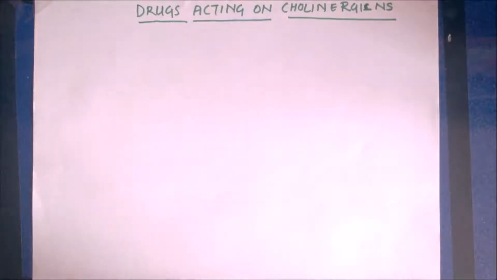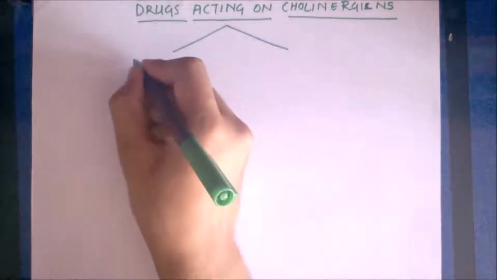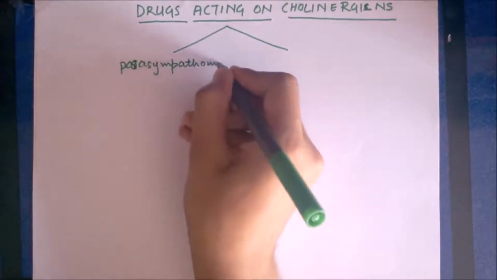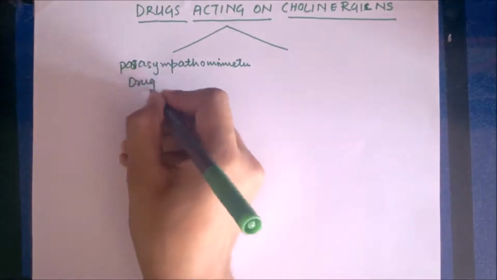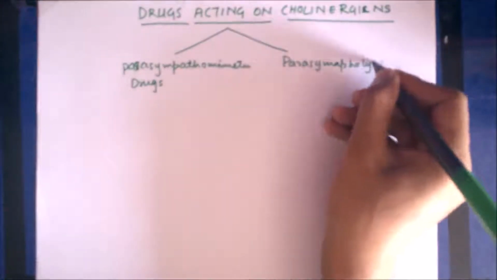So in this section, we are going to have a discussion of drugs acting on the parasympathetic nervous system, or cholinergic nervous system. These drugs can be divided into two types depending on their action. These are parasympathomimetic drugs and parasympatholytic drugs.